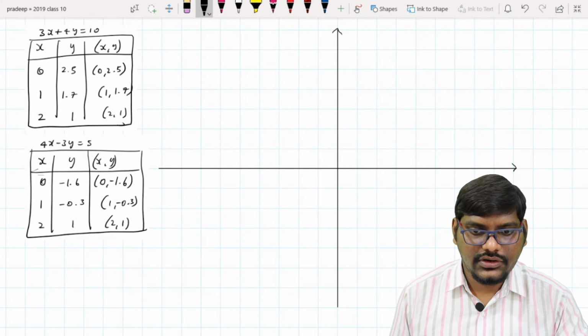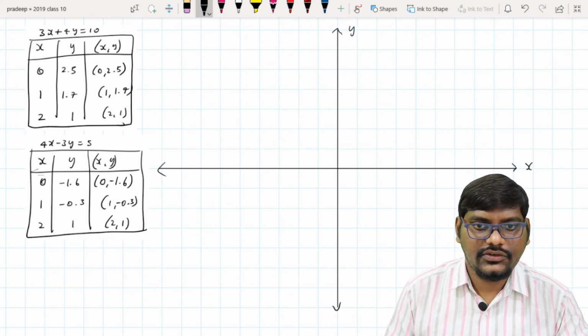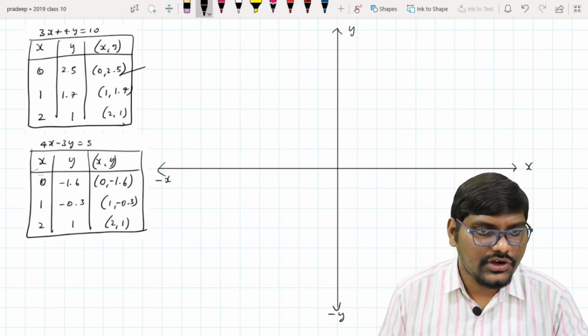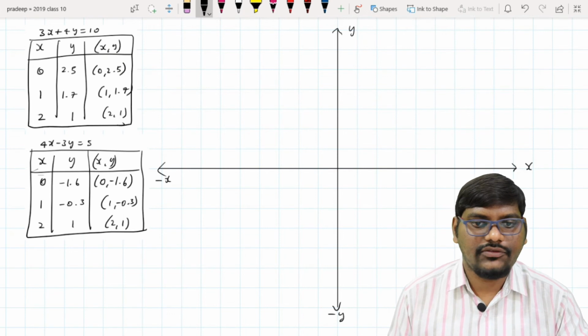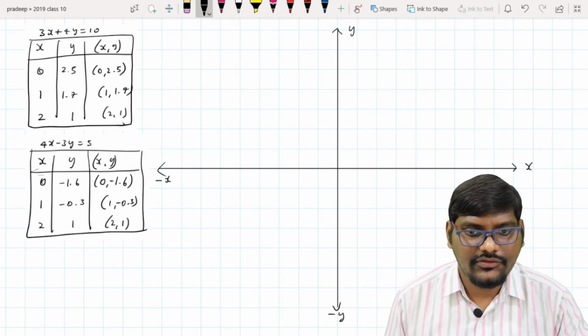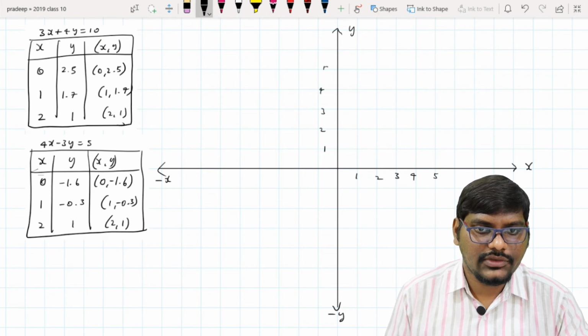So we'll take the quadrants here. This is x-axis, this is y-axis, this is minus x-axis, this is minus y-axis. We'll try to draw the graph. This is 0, 2.5, which means 0 in x-axis, in y-axis it was 2.5. So this is 1, 2, 3, 4, 5 we'll take here. In y-axis also we'll take 1, 2, 3, 4, 5, something like this.